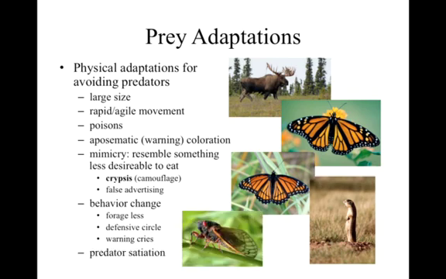The final example of a prey adaptation is what we call predator satiation. And the best example I know of this is periodic cicadas. We've talked about those before in this class. We'll probably talk about them again. They're amazing animals. But these guys come out every 13 or 17 years en masse. They all come out together over a period of 2 weeks.